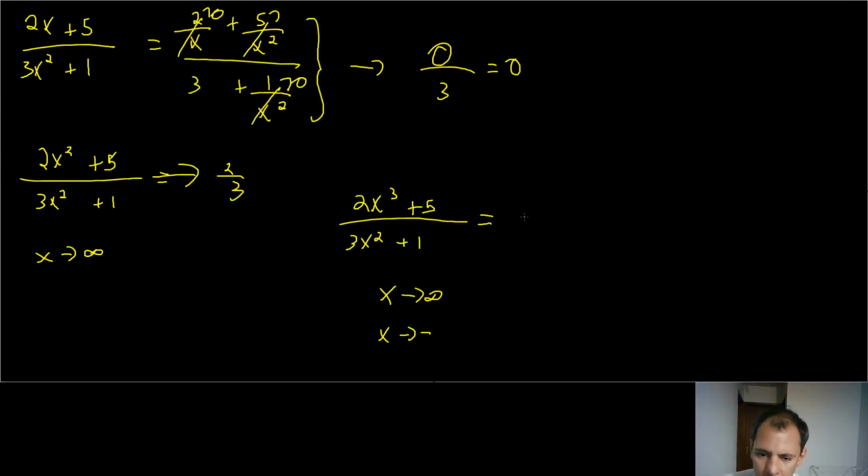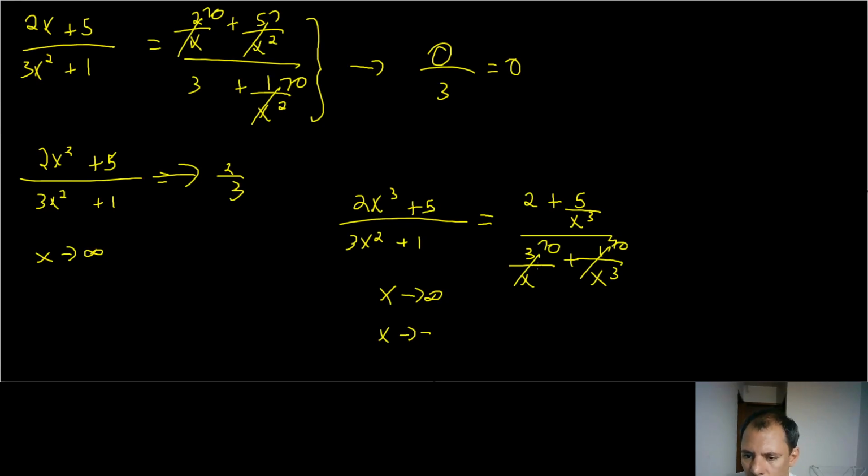And here you have something that's an infinity too, but it's squared. So if you really want to go slow, just divide everything by x cubed. So you got 2 plus 5 divided by x cubed, over 3 over x plus 1 divided by x cubed. This goes to 0. This goes to 0. This goes to 0, and you have a 2 in here. So this approaches 2 divided by 0.